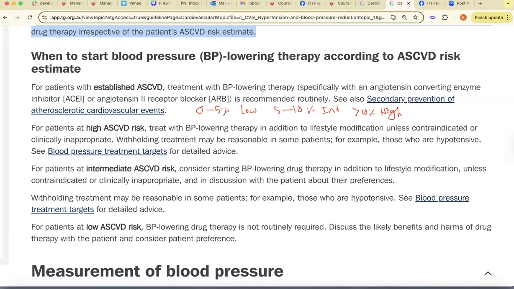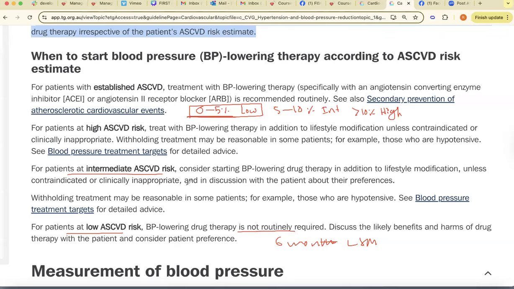So the guideline says that you will use the calculator to find out the cardiovascular risk, but in your exam, you don't need to do it. They will give you that. So if it is a 0 to 5% cardiovascular risk, that's low risk. For patients who are low risk, blood pressure treatment is not routinely required. This is the group of patients where you can even do 6 months of lifestyle modification and see how they go. And even if you don't start medication for them, it's not going to harm.